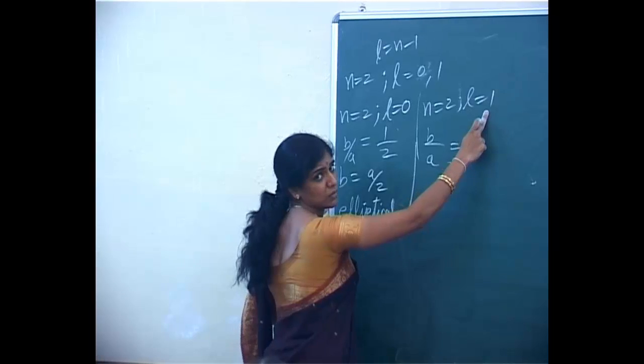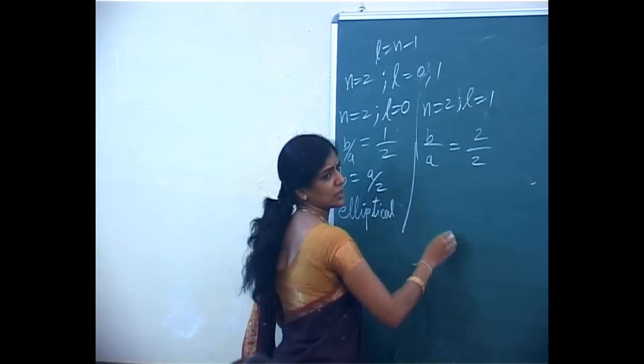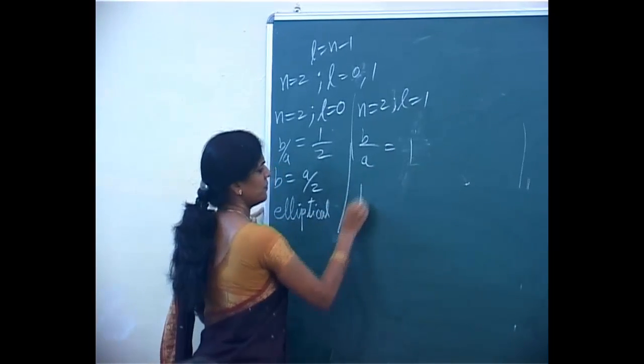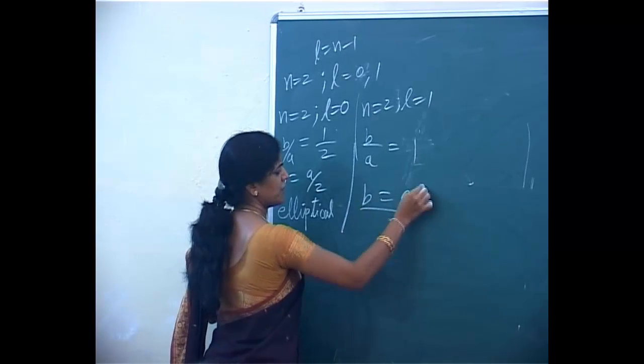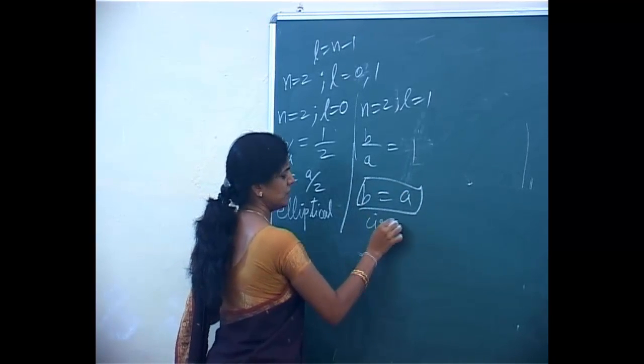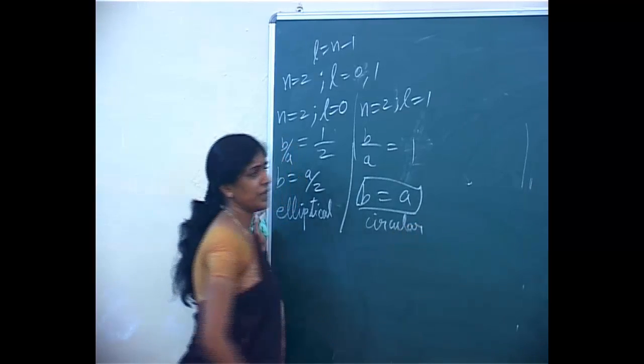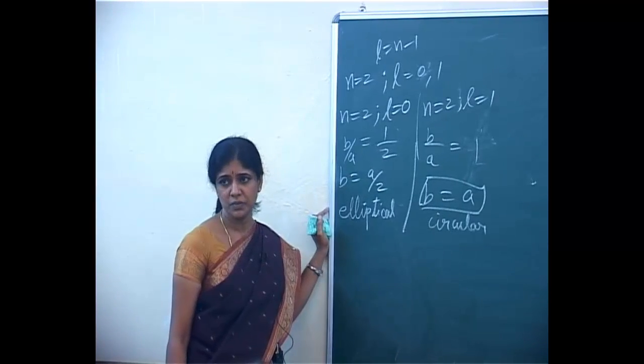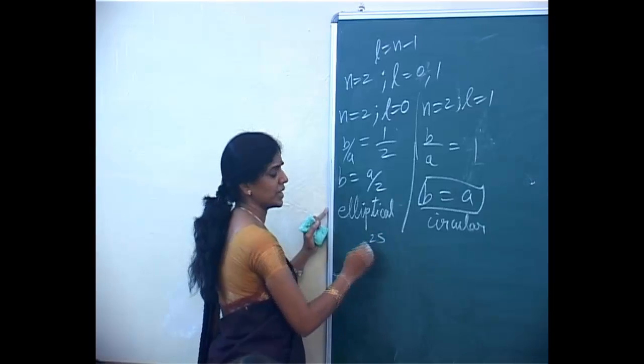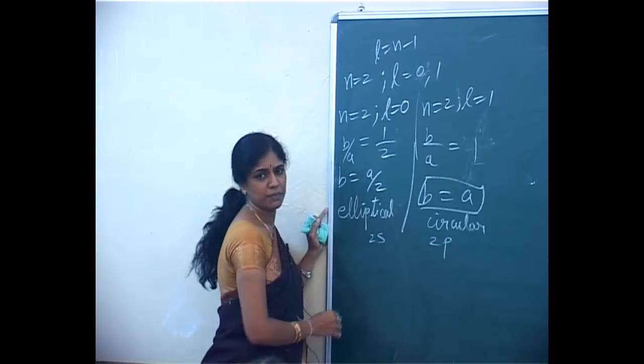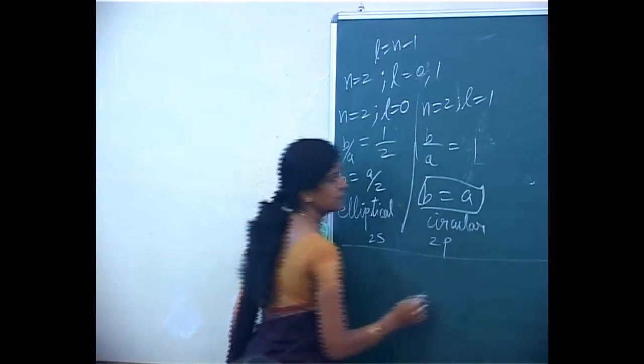1 plus 1 is 2, 2 by 2, so it will be equal to 1, B equal to A. When B equals A, it is a circular orbit. Can we write for n equal to 3? This orbit he called 2s, and this one 2p.